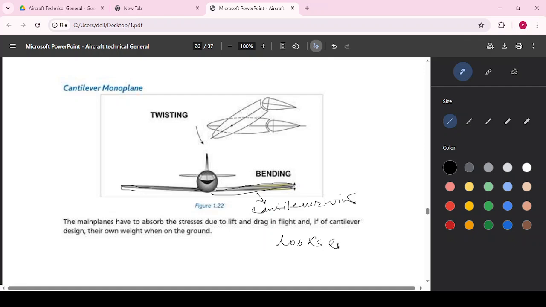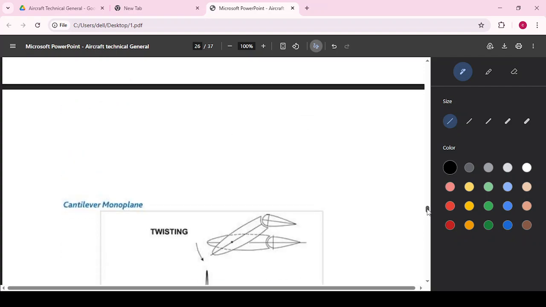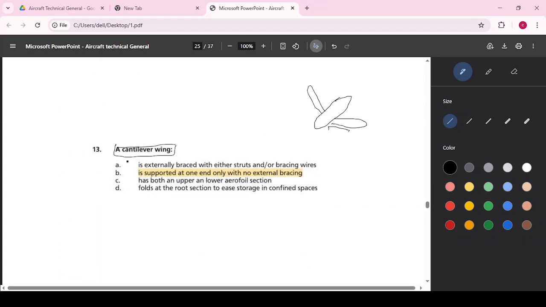The main planes have to absorb the stress due to lift and drag in flight, and if of cantilever design, their own weight on the ground. So this is the thing. Now we will see. A cantilever wing is externally braced with either struts or bracing wires. No, we cannot see any struts or bracing wires. Structure in the wing is supported at one end only with no external bracing. That is true. Here these are supported.